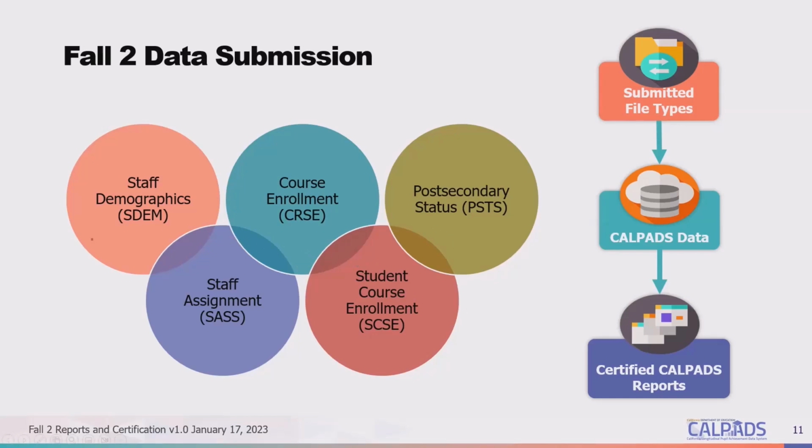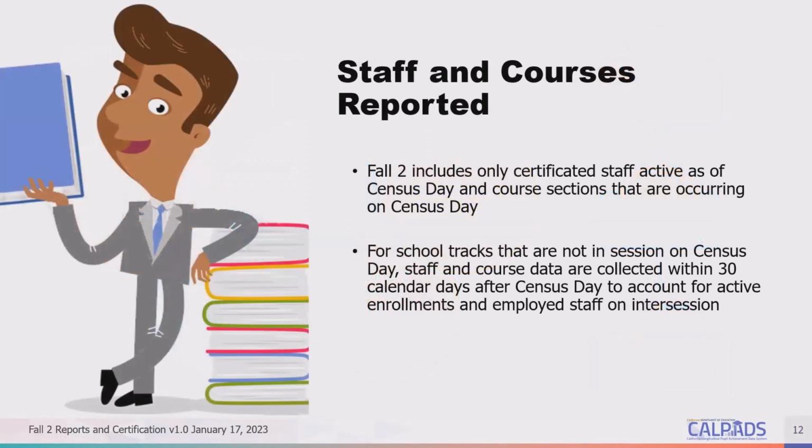And those are going to be the required files. Notice that they're different from Fall 1. So as you saw highlighted in the user manual in the Fall 2 roadmap, staff and courses reported. So for Fall 2, only certificated staff active as of census day are reported. So your classified staff isn't reported through CalPADS, or reported, I think, through CBEDS. And staff that come after census day or leave before census day should be excluded from Fall 2.